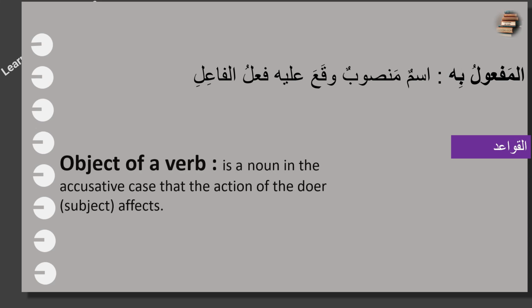Now let's look at the rules of the مفعول به. مفعول به اسم منصوب وقع عليه فعل الفاعل. So it's an object of a verb. So the object of a verb is the word that receives the action in a sentence.